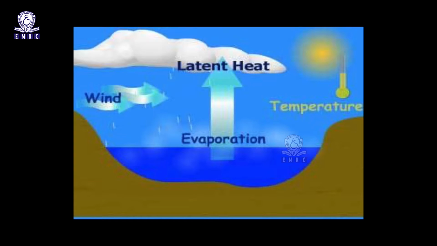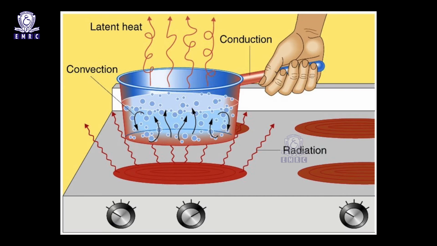Now let me explain what latent heat is. Latent heat is the heat released or absorbed during a phase change. It is the characteristic amount of energy absorbed or released by a substance during a change in its physical state that occurs without changing its temperature.